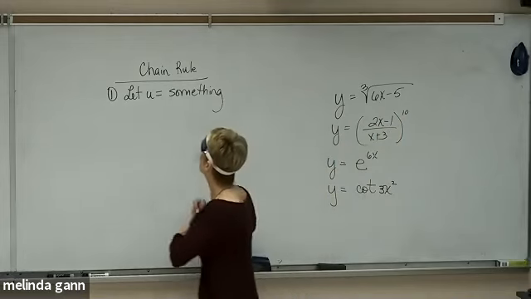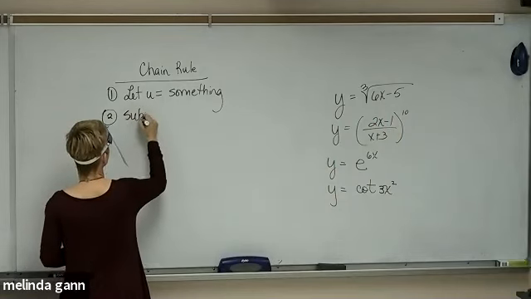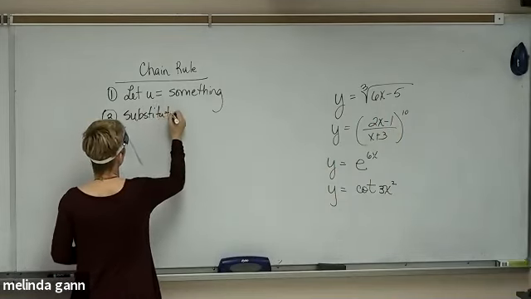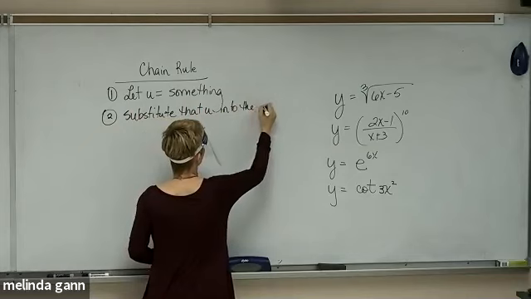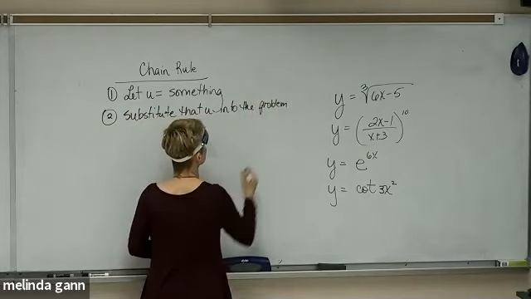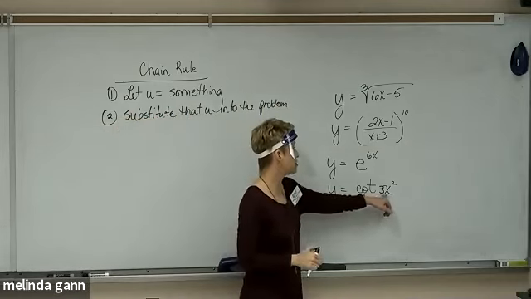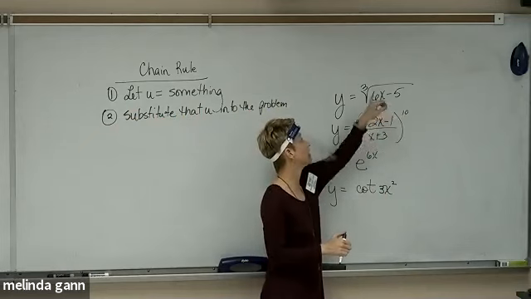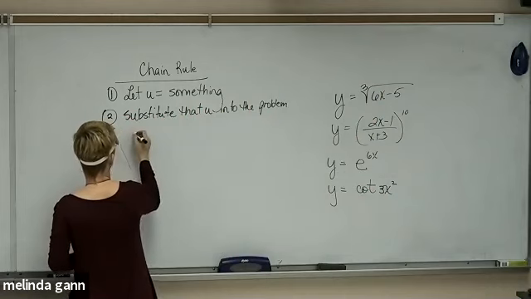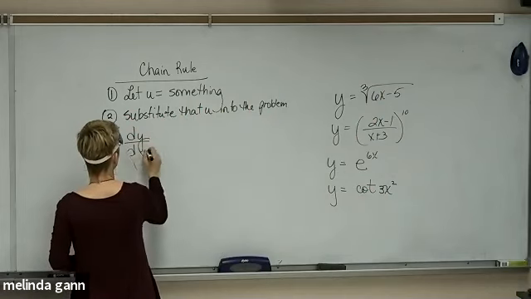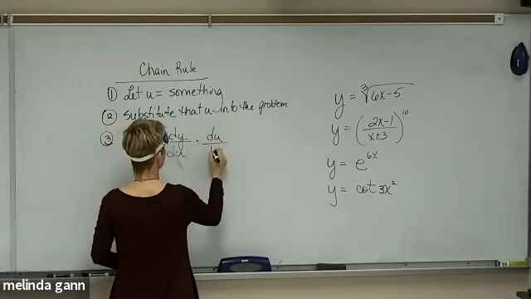Now, then I want you to substitute that u into the problem. So you understand what I mean by substituting u into that problem? So suddenly this becomes the cotangent of u, or e to the u, or u to the 10th, or u to the 1/3. Then you're going to have to do dy/dx is dy/du times du/dx.